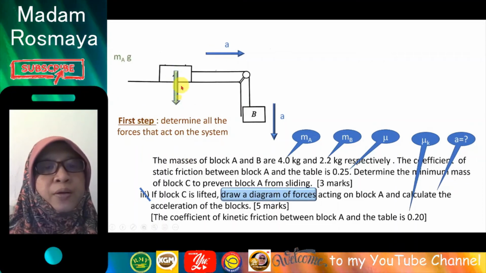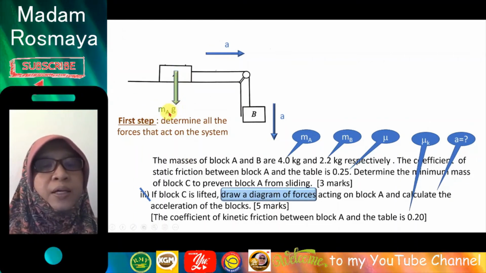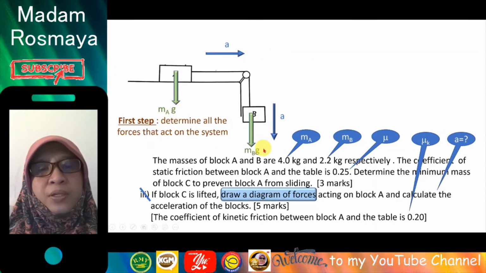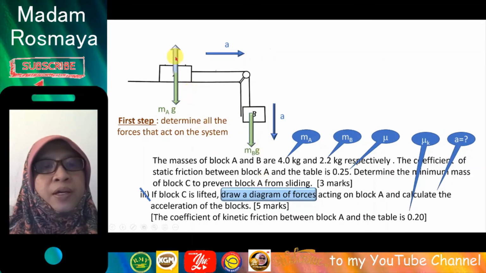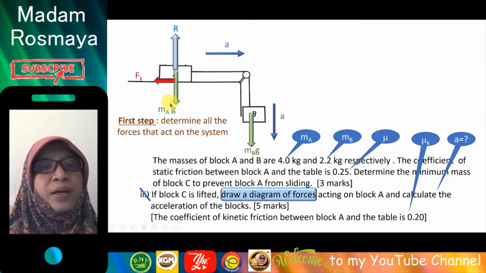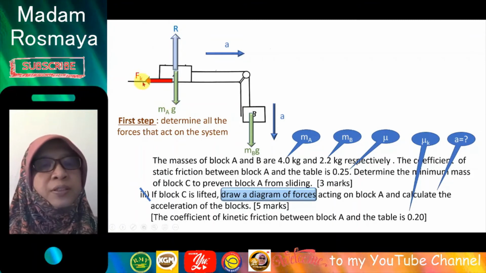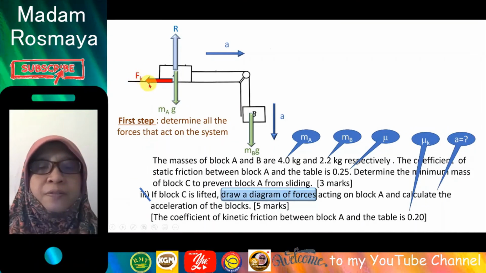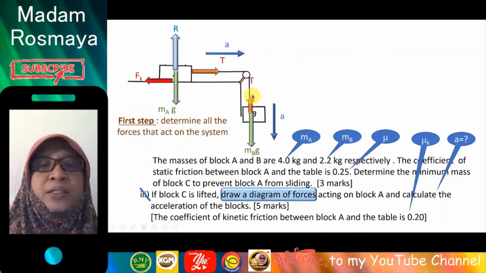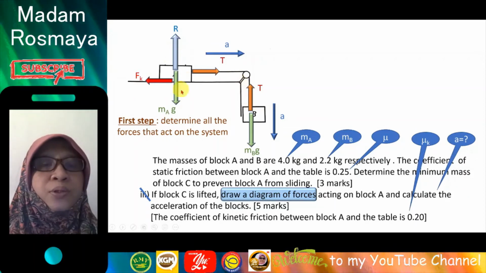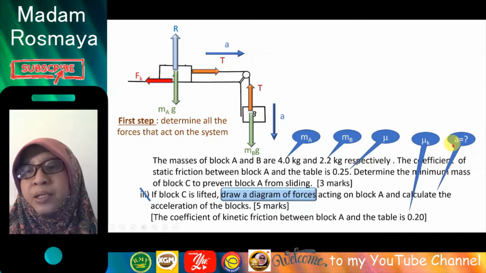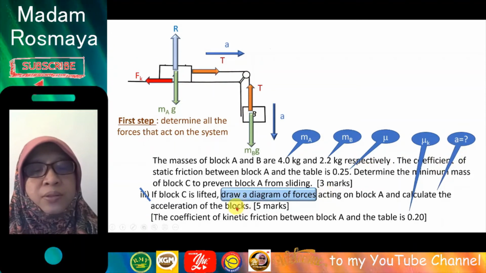Okay, so we have the weight of block A, MAG. Then the weight of block B, MBG. On block A, we have the reaction force, or normal force, R. And we have friction, given by Fk, kinetic friction, and also tension in the string. Here also tension in the string, but the question asks to draw here only. So we draw for both blocks because we are going to determine the acceleration of the blocks.